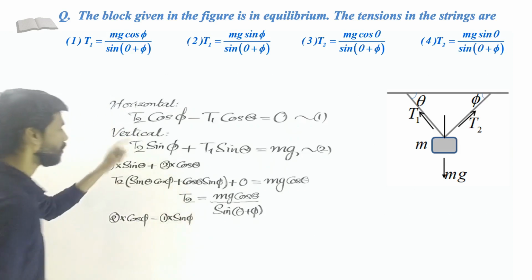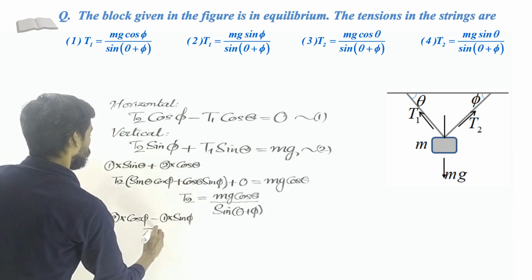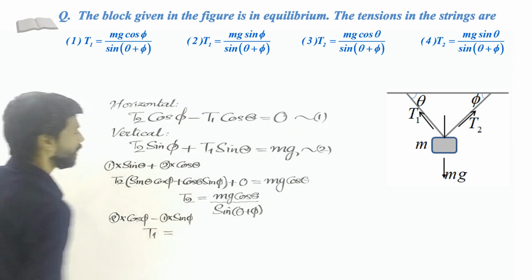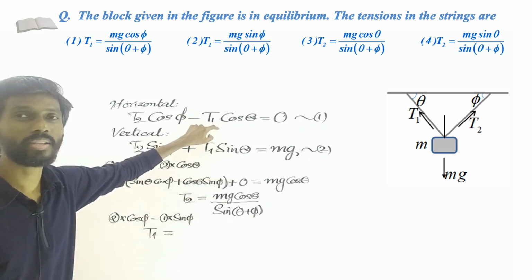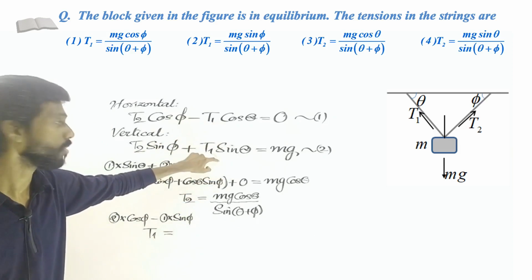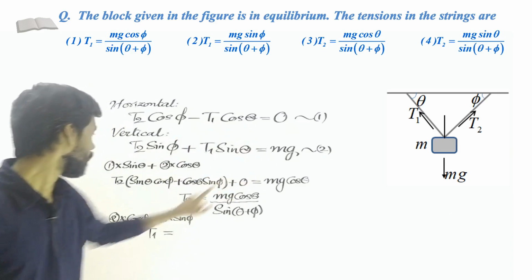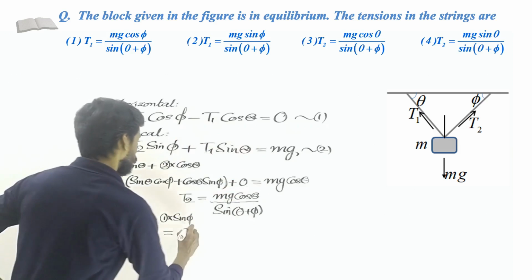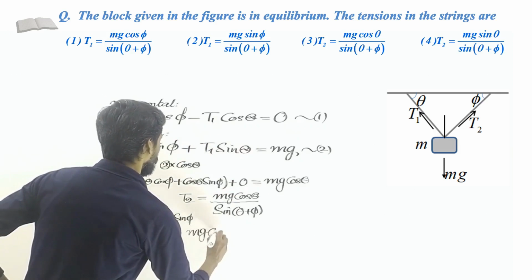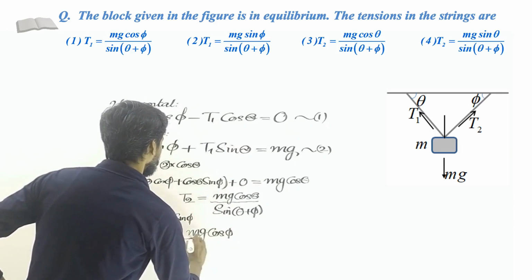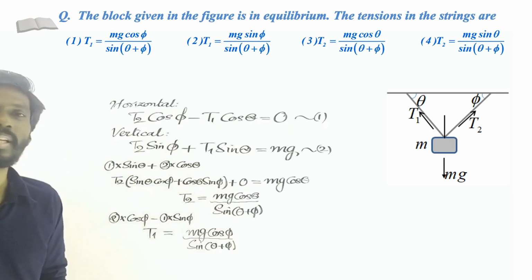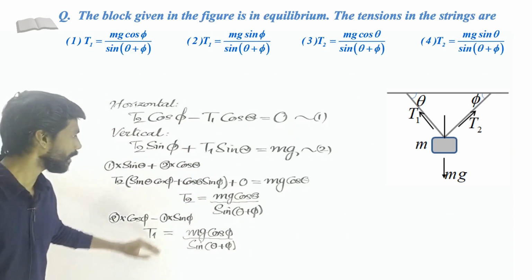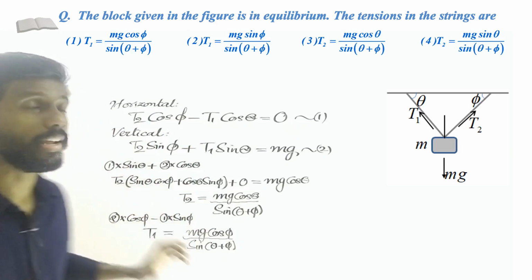Okay, so that's all. So that will give you the answer T1 equal to, can I write directly? So you will get, you are multiplying this by cos phi, so sin theta cos phi plus cos theta sin phi. So that is same as sin A plus B again, so sin theta plus phi. So this is multiplied by cos phi, so mg cos phi. So T1 equals mg cos phi divided by, same calculation, sin theta plus phi. So that's all. So this is the tension on this string T1. And this is T2. So that is the answer, right?